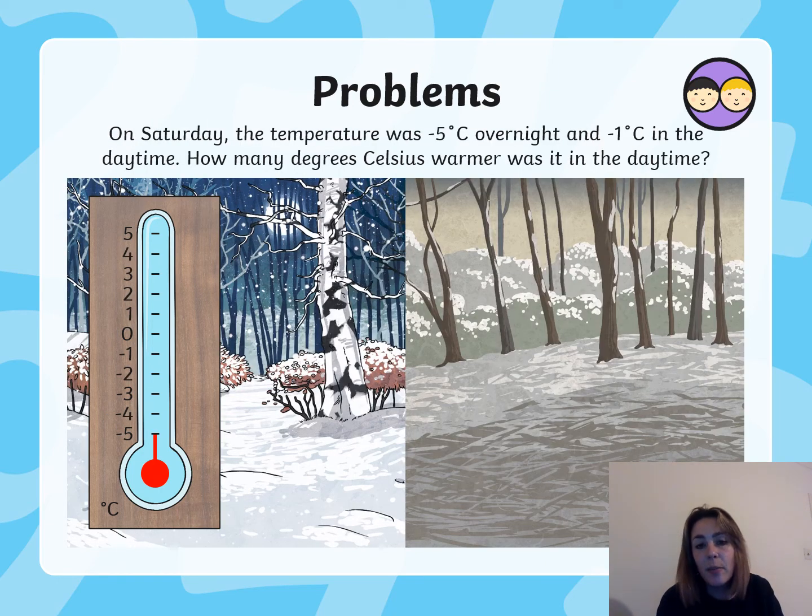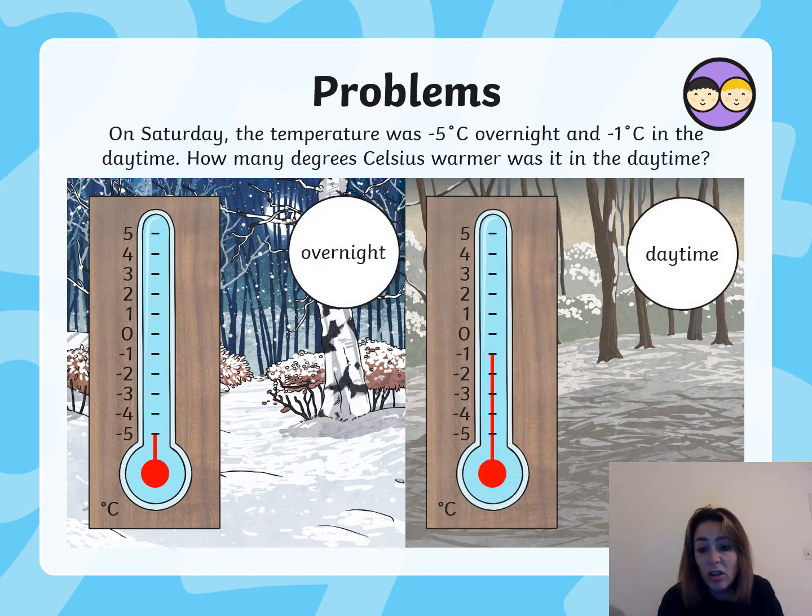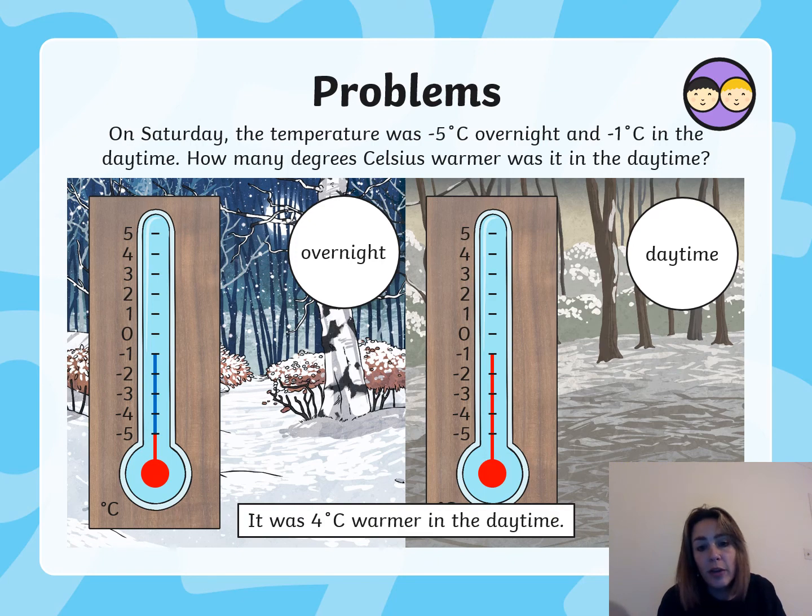On Saturday, the temperature was minus 5 degrees Celsius overnight and minus 1 degree Celsius in the daytime. How many degrees Celsius warmer was it in the daytime? You can look at the thermometer and use it just like you would a number line and count on. Just because it is set in a different way doesn't make it any different to a number line that we have used in class. So it is 4 degrees warmer in the daytime. If you have a look at thermometer 1, you can see how you've counted on from minus 5 to minus 1, and it's 4 degrees warmer.